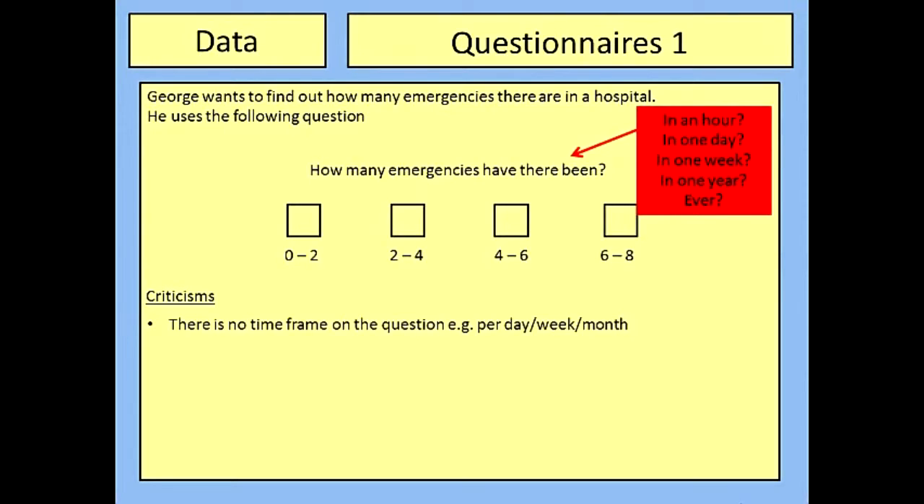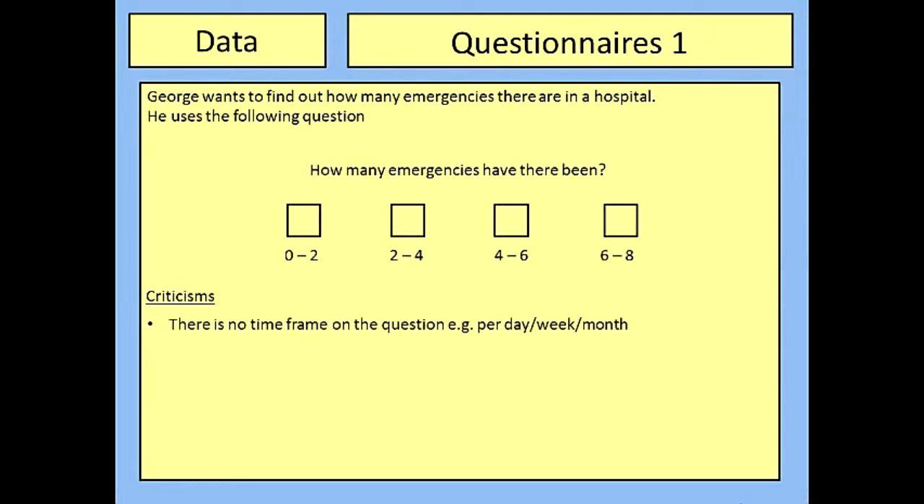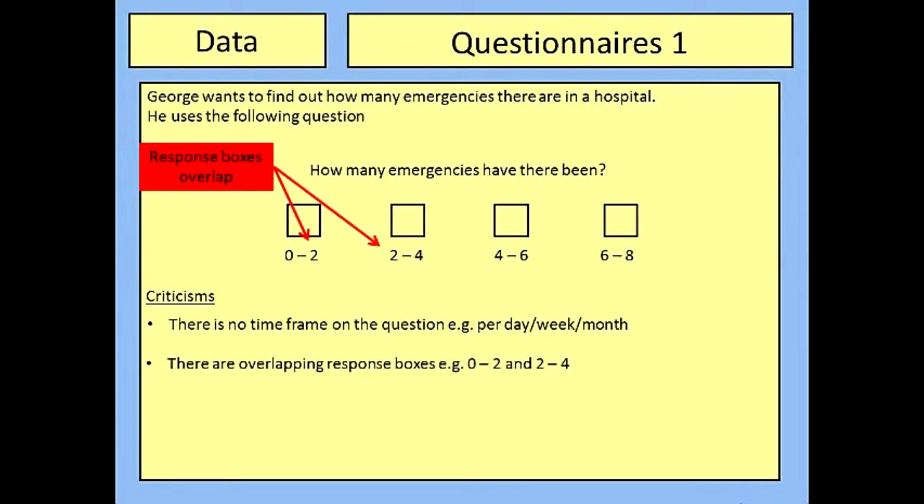The remaining two things that we're going to talk about both link to the response boxes below. So, looking at these response boxes, if I knew that there'd been 2 emergencies, which box would I tick? 0 to 2 or 2 to 4? And this is George's second mistake. What he's got is response boxes which overlap. And this happens more than once throughout this problem. So make sure that your response boxes are very, very clear and have no overlap.